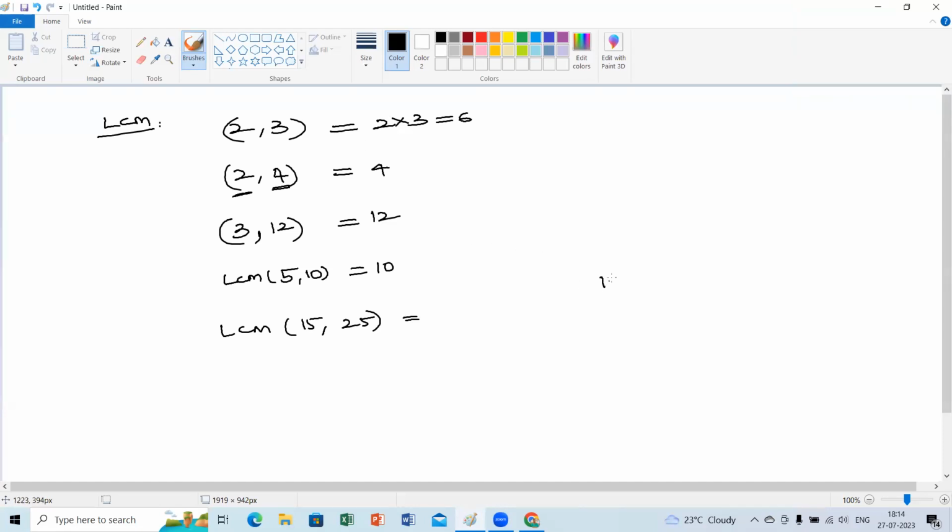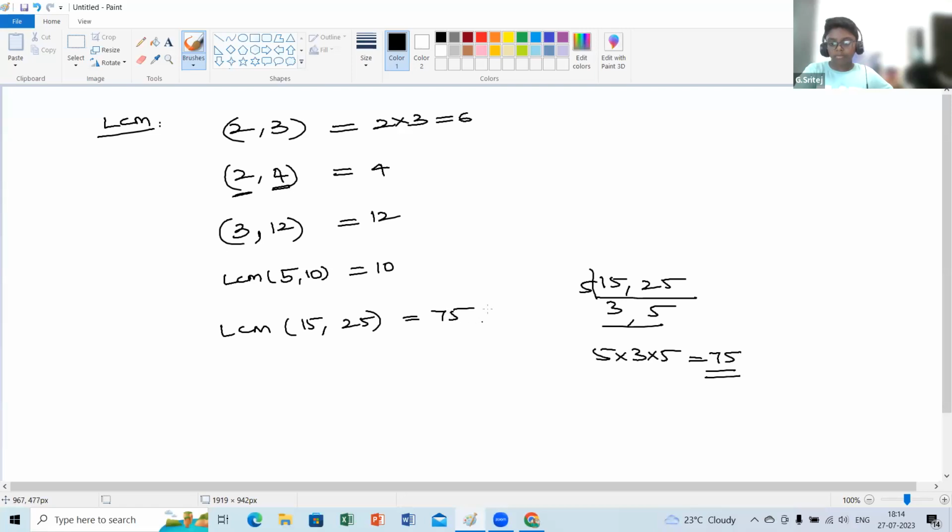Why? Because in the 15 table, 25 won't come directly, children. Of course, 5 threes are 15, 5 fives are 25. Both are prime numbers. You can make it 5 into 3 into 5. 5 fives are 25, 25 threes are 75. It's the LCM in this case. Right? Yes, ma'am. Good. This is a very important point you need to remember, children.